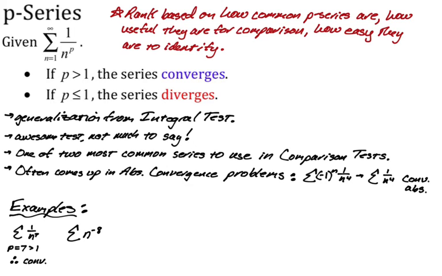So otherwise you're not really, like, just rewrite it. It's got to be in the denominator. So I'm going to rewrite this: 1 over n to the 8th. 8 is greater than 1, so this thing converges.